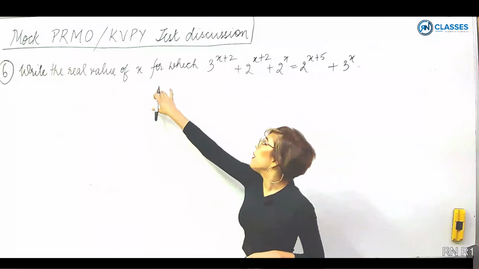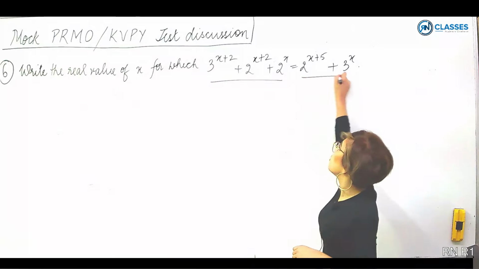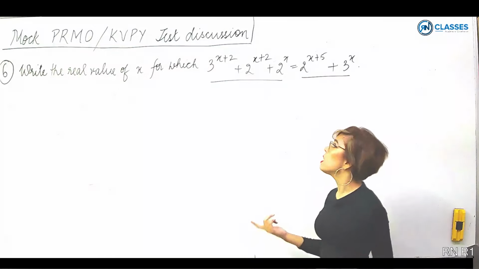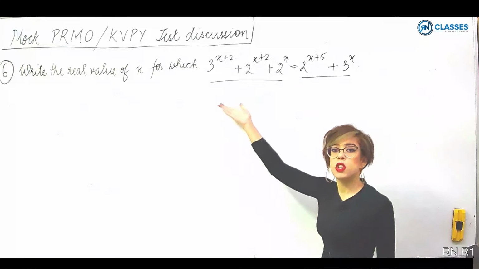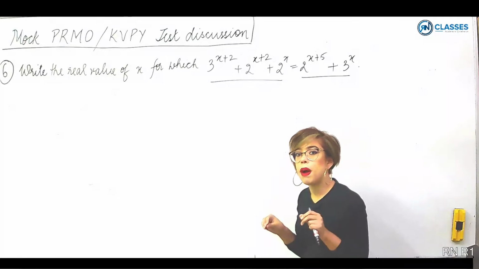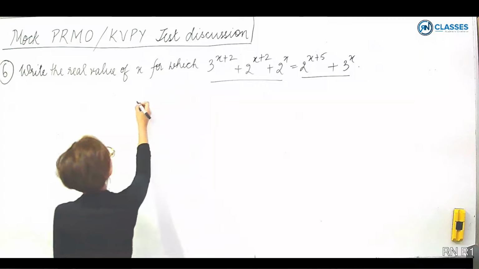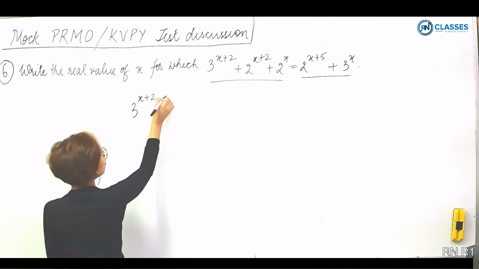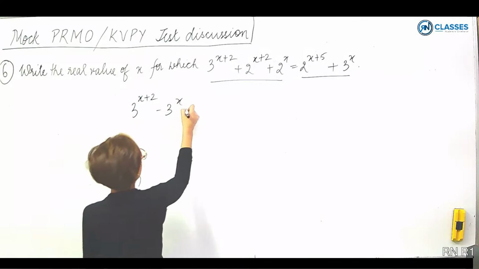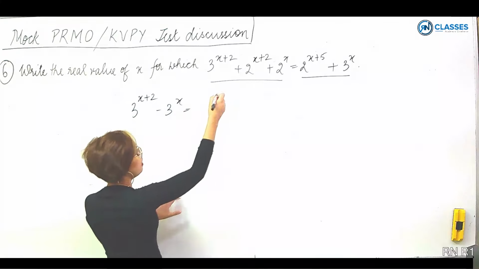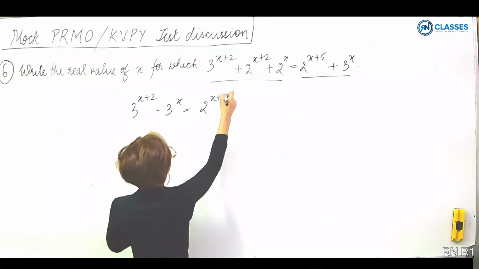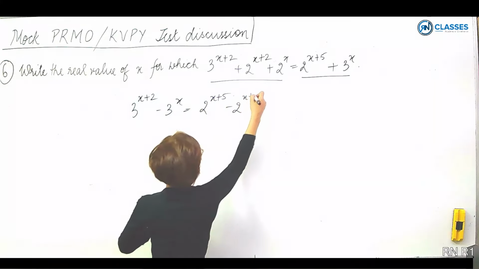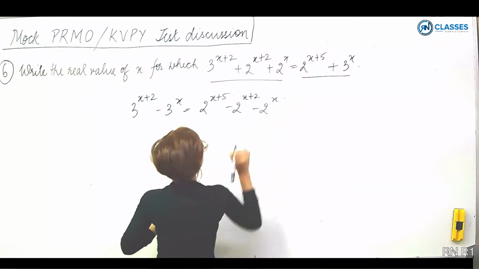Alright, on to the next question. Write the real value of x for which this is equal to this. As you can see, powers of 2 and powers of 3 are getting involved. So, let me get the like powers together. So, 3 raised to x plus 2 here and minus 3 raised to x. And I'll shift all the powers of 2 to that side. So, 2 raised to x plus 5 minus 2 raised to x plus 2 minus 2 raised to x.